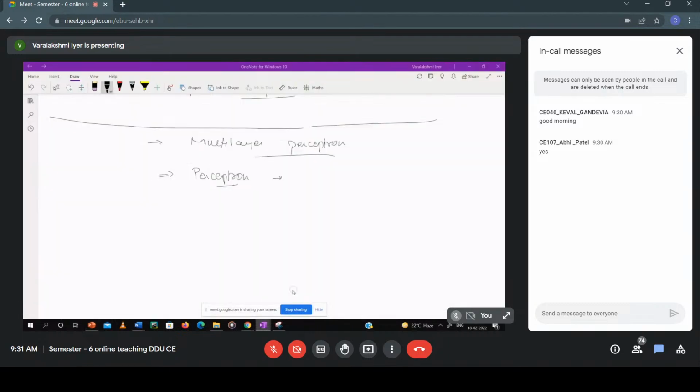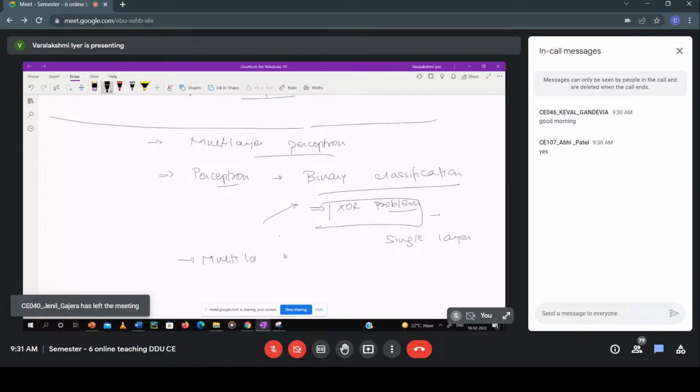But in the case of the perceptron, mostly binary classification was easily performed. We came across an issue in perceptron theory, which was the XOR problem, which we met in the last lecture. We discussed that it was not possible to train a single layer perceptron for an XOR problem. That's why we got an introduction to multi-layer perceptron.